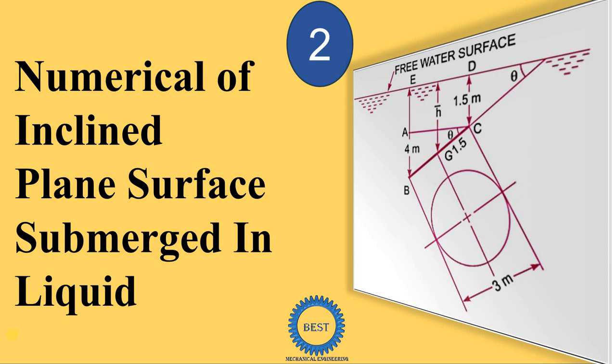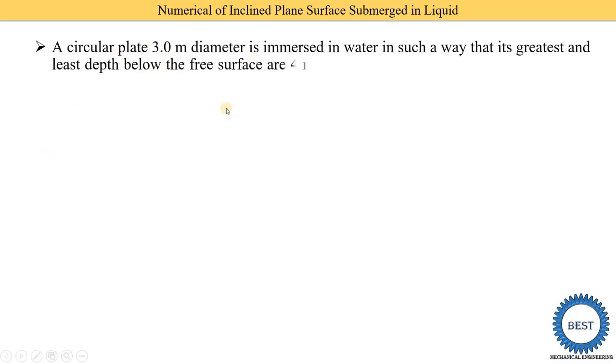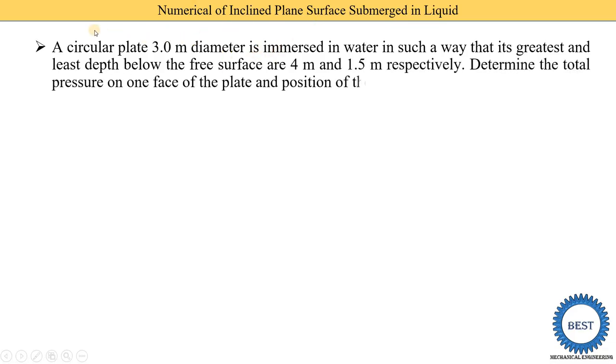In this video, we solve the numerical of an inclined plane surface submerged in a liquid. First we understand the problem statement. A circular plate of 3 meter diameter is given as an inclined plane surface, and the diameter of the circular plate is 3 meters.